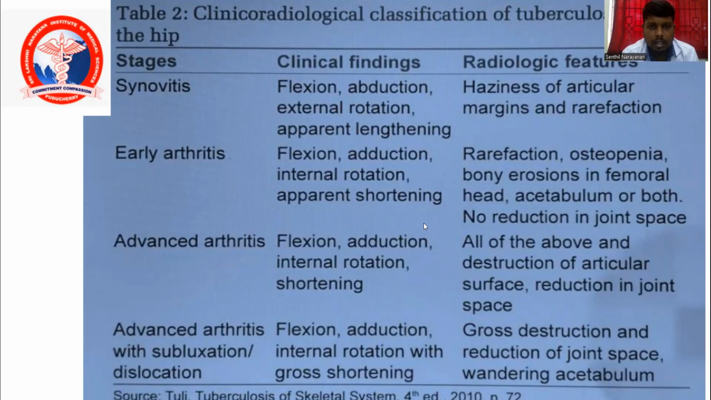The second stage is early arthritis. There is flexion, adduction, and internal rotation, and apparent shortening. The radiological findings are rarefaction, osteopenia, and bony erosions in the femoral head, acetabulum, or both. There is no reduction in the joint space. In advanced arthritis, the patient will have flexion, adduction, and internal rotation, and there will be shortening, with destruction of the articular surface and reduction in the joint space. Advanced arthritis with subluxation and dislocation is an unstable hip. There is flexion, adduction, internal rotation with gross shortening, gross destruction and reduction of joint space, and it will produce a wandering acetabulum.